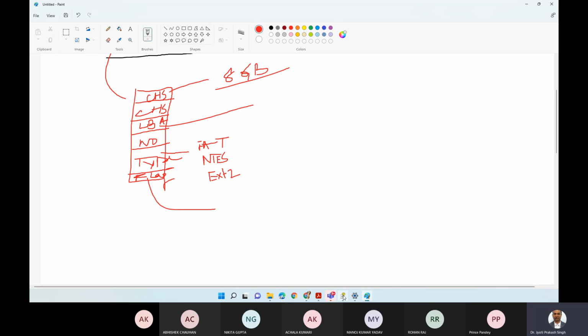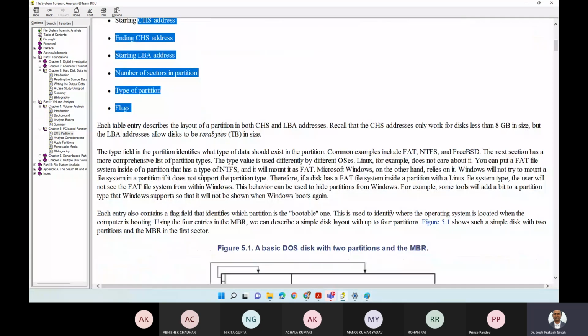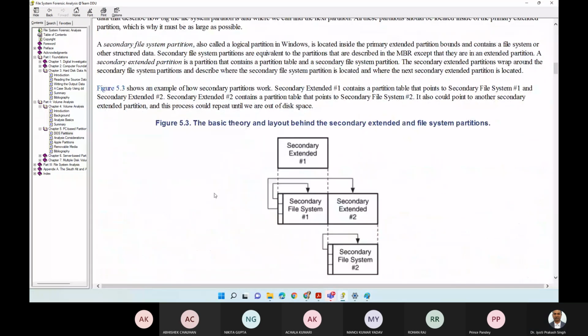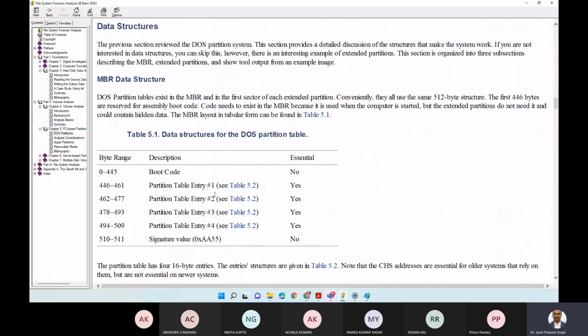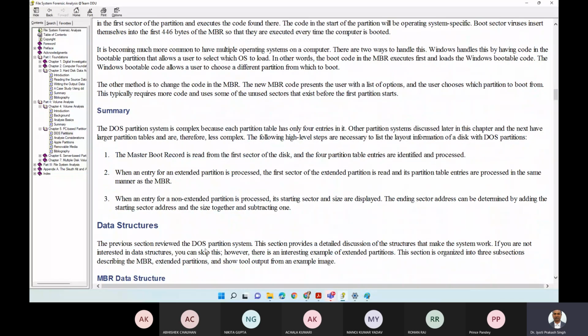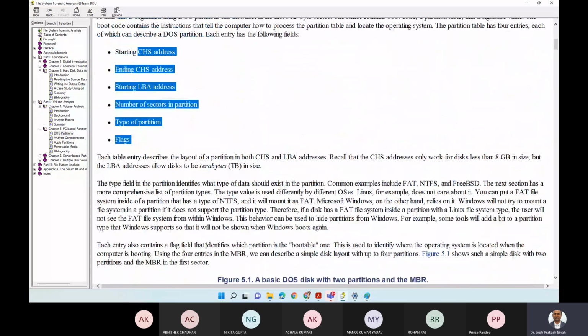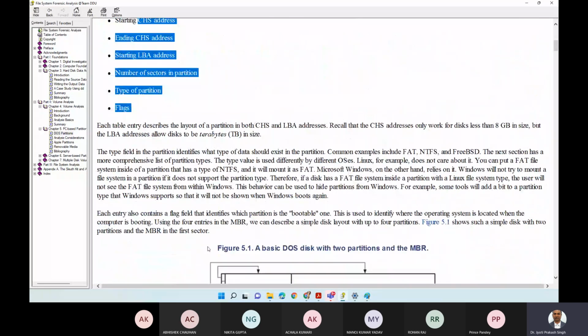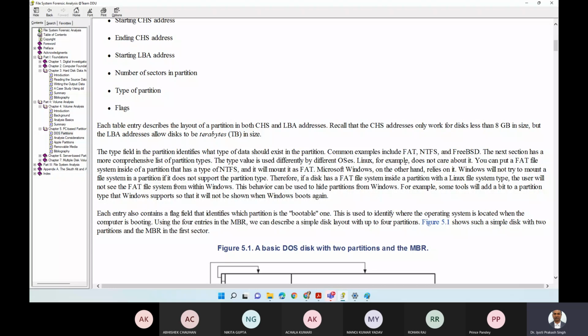So you can see here there is a diagram also. I think there was a diagram. So this is the diagram. Oh, no, there was a diagram. Okay, so there is no diagram. I think I missed it.